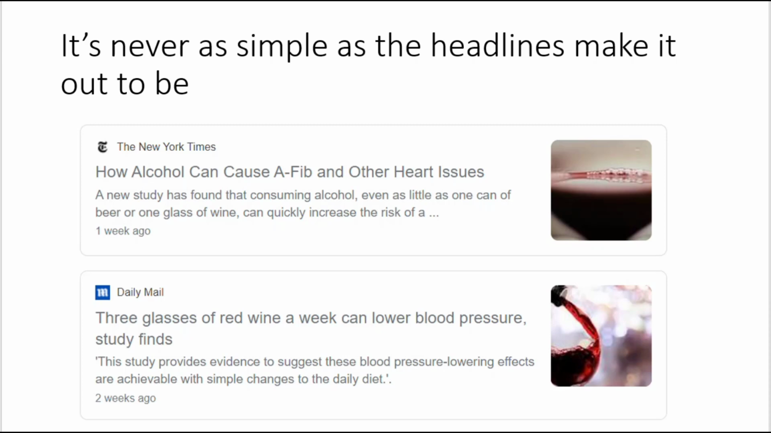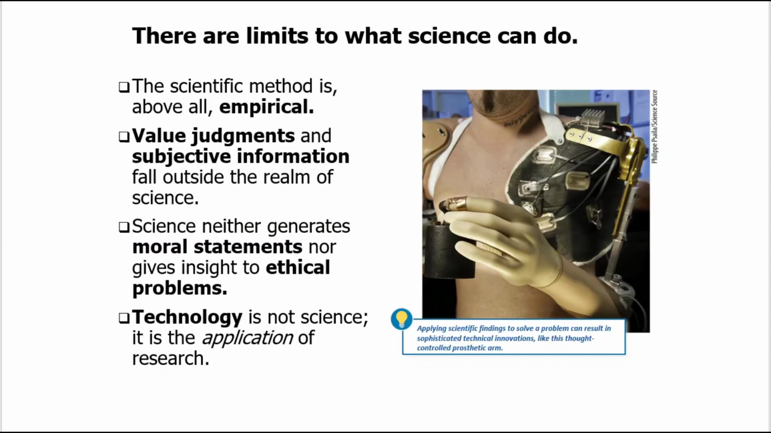So they asked people, how many times did you eat these certain foods, right? There was no controlled experiment where they said, you will eat this, you will eat that, you will not eat this, you will not eat that. Okay, so it's never as simple as the headlines make it out to be. And even the articles themselves often simplify the experimental conclusions and take away the complexity of the results that they found. So there are limits to science.